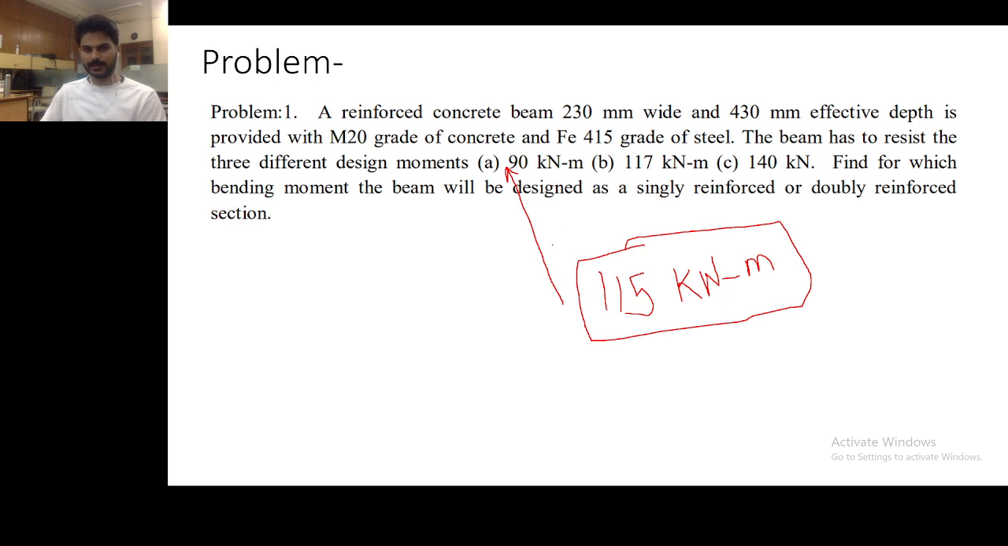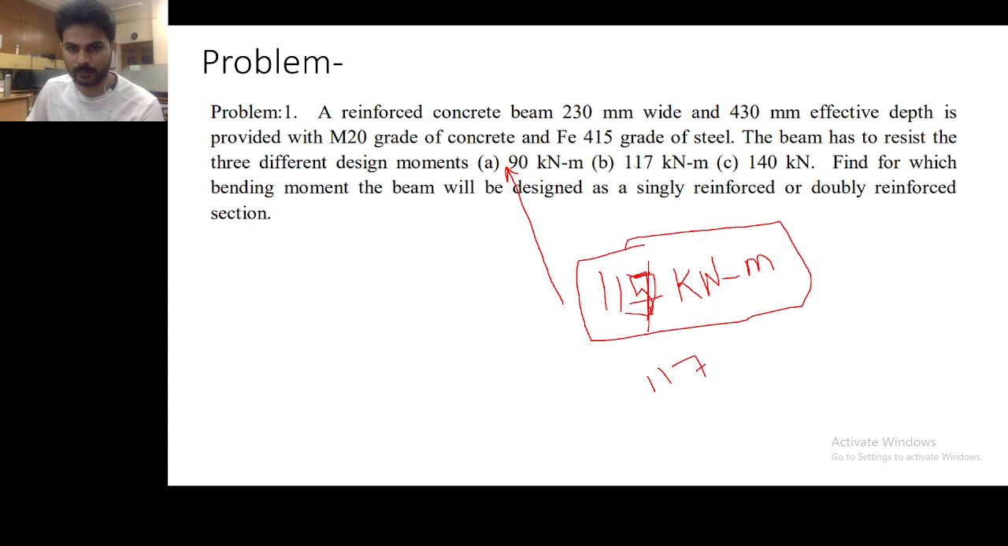Okay, so 90 is less than 115. So what will be the design? Let's consider it as 117 for simplicity. We are considering 117. So 90 is less than 117 kilonewton meter, so it will be designed as a singly reinforced section, because the MU limiting is enough to provide safety, as the moment is coming less than the MU limiting.